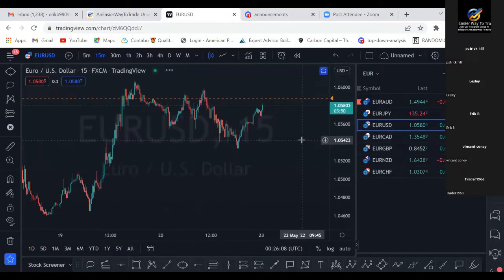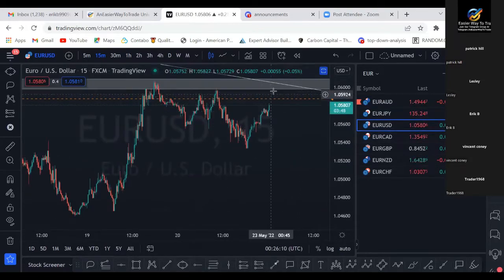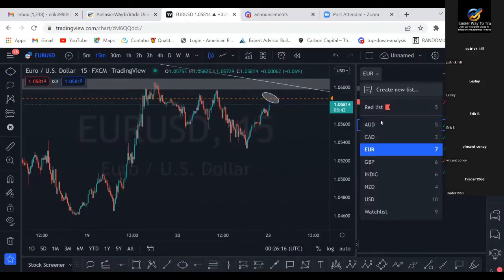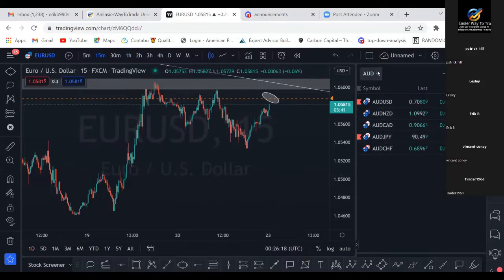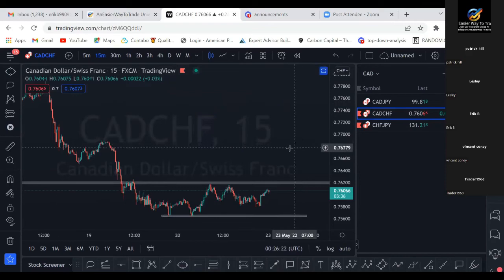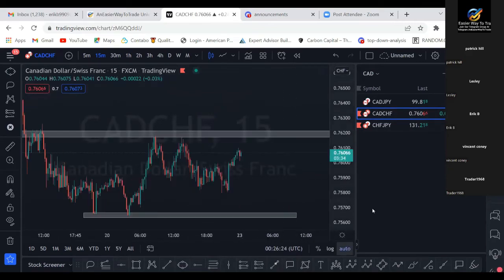Euro USD, let's take a look at that. It's going up to my zone, so that may be good. Got a couple good trades, but right now I would say the top of the list, I like CAD. If I can get a bearish rejection, I like this, top of the list.